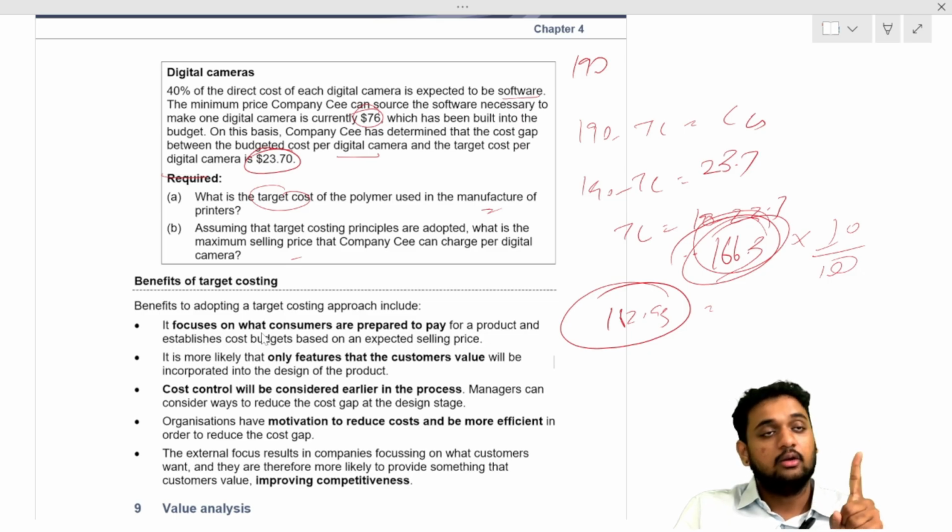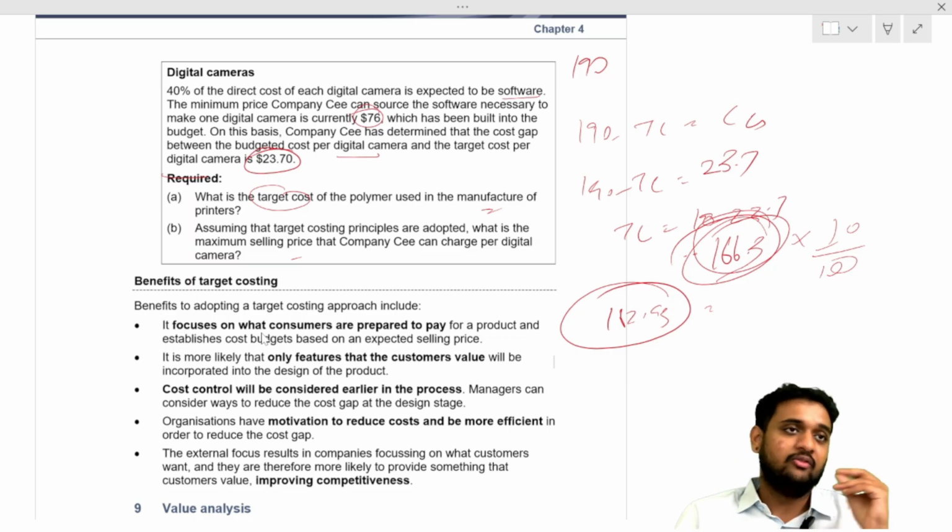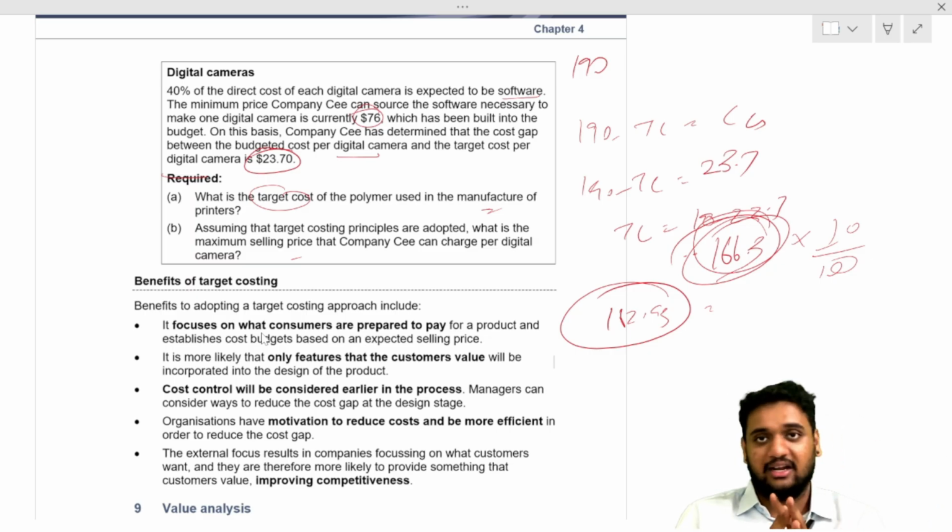What is the first point? It focuses on what the customers are ready to pay. Second point, it motivates us to reduce cost. Third point, because of that it improves our competitiveness. That is the third point. And the fourth point is, cost control will start right from the first stage. So these are the four benefits of target costing.